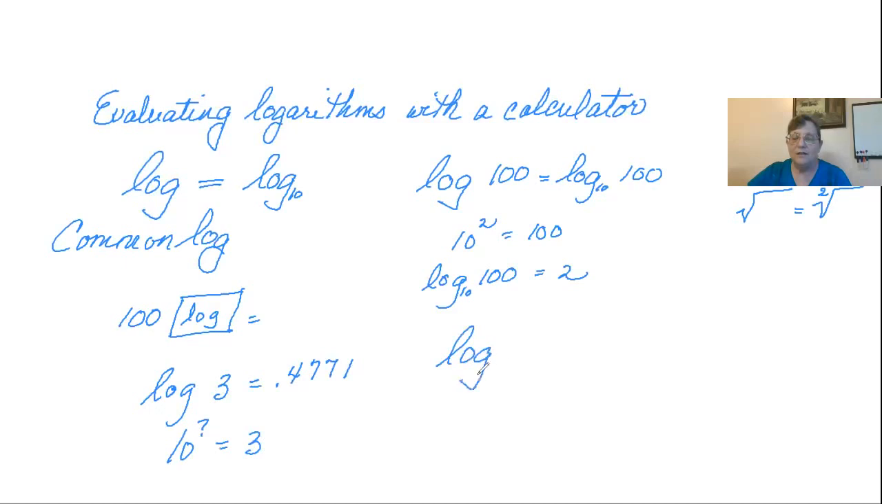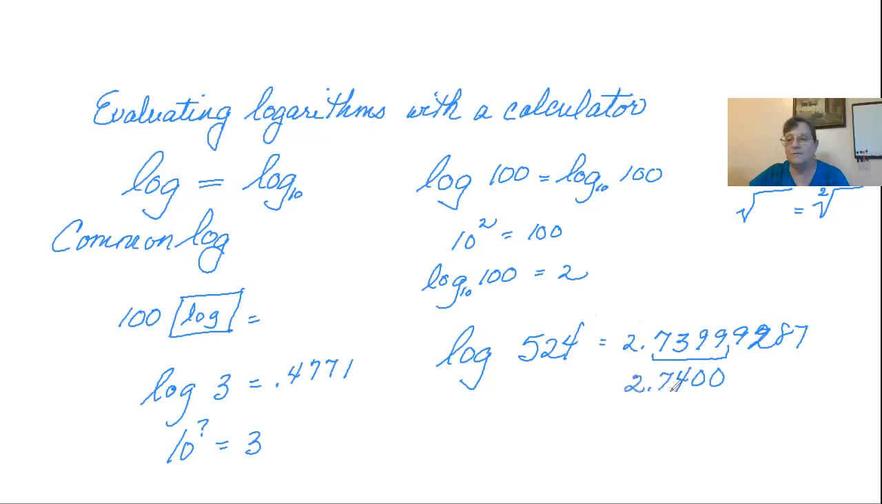If I need to know what the log of 524 is, I just type in the 524 and I hit log, and it turns out to be 2.733 and a bunch of 9s. Well, 3 of them, and then a 287. So to 4 decimal places, this 9 would round it up. So this goes up to a 0, which causes that to go up to a 0, which causes that to go up to a 4. In other words, if you take 7,399 and round it up 1, it has to go to 7,400. So this is 4 decimal places.